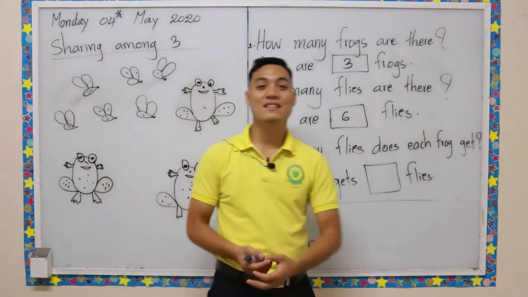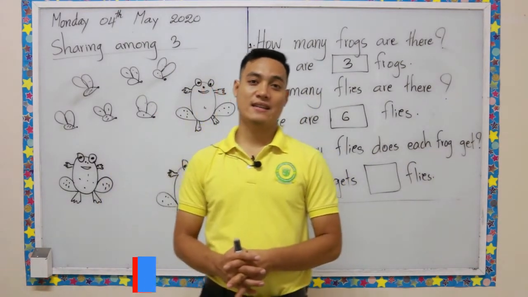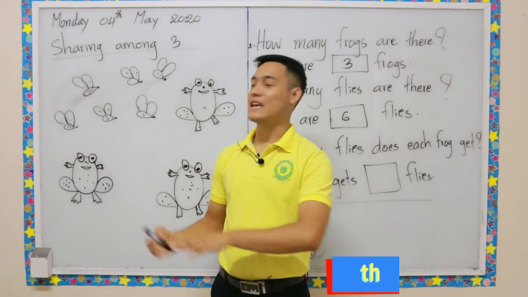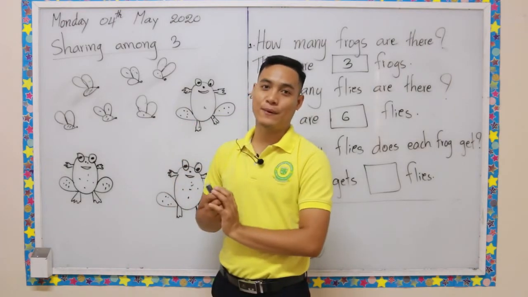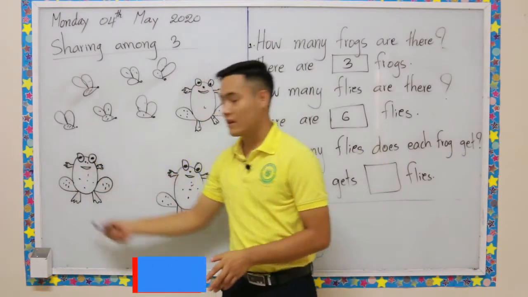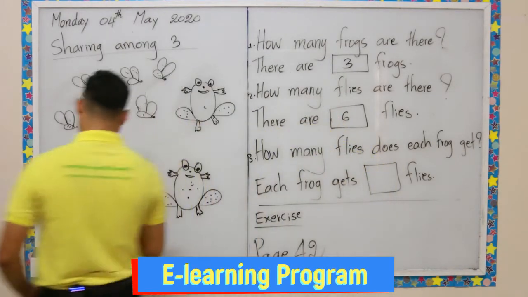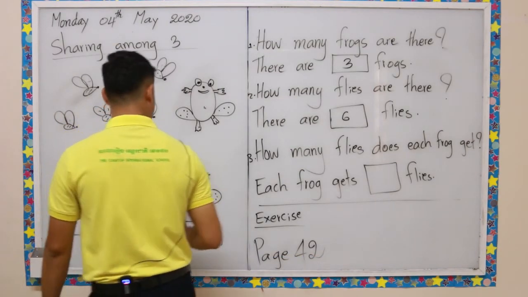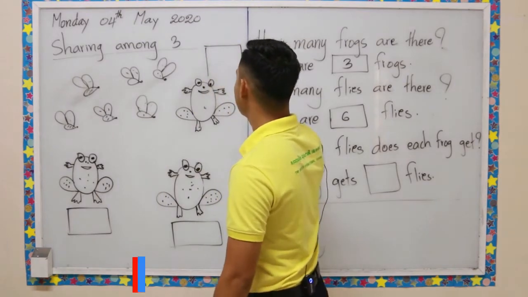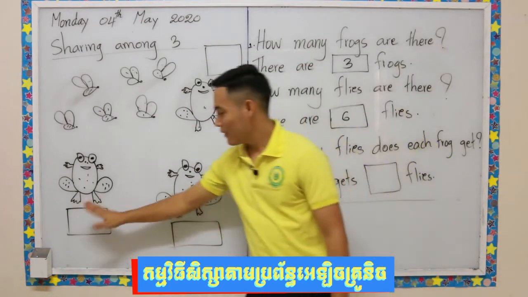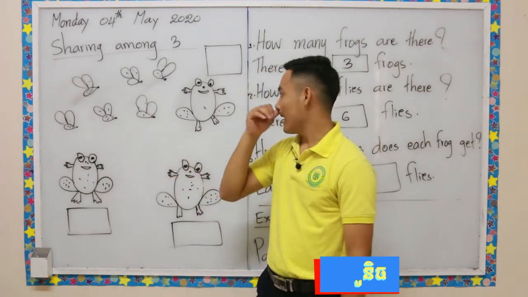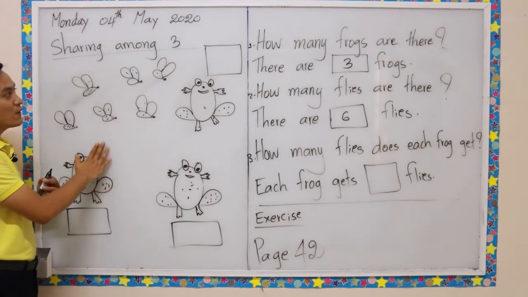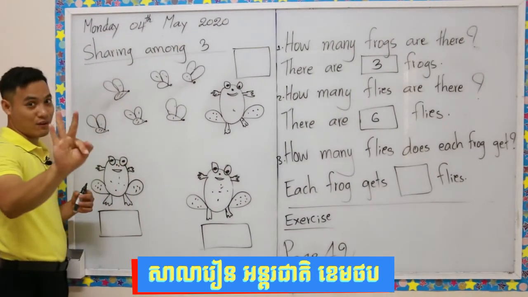So how many flies does each frog get? This is a really hard question, but it's easy if you look at this example. We know already that we have 3 frogs, right? So I will make a box for frog number 1, a box for frog number 2, and a box for frog number 3. One box for each frog. And here we know that there are 6 flies that we're going to share among 3 frogs.